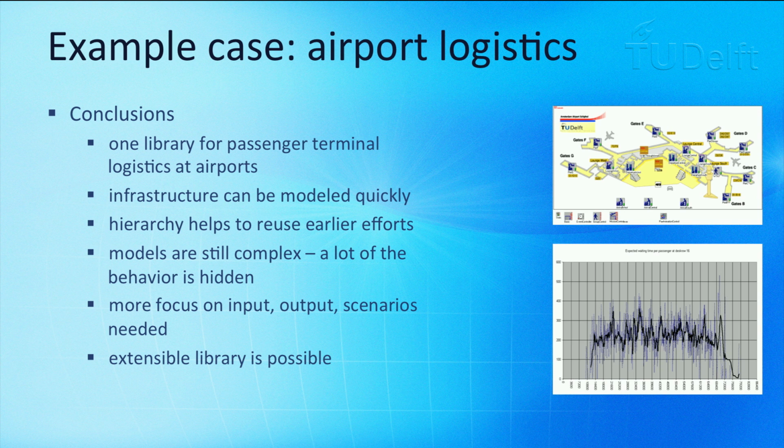When we look back at this particular case, we see that we created one library for passenger terminal logistics. We can very quickly model the infrastructure due to the fact that we have high-level building blocks. The hierarchy helps us to reuse earlier efforts and to make sure that we don't have to invest time again in rebuilding building blocks that we made before.